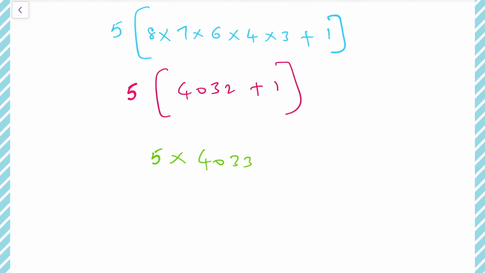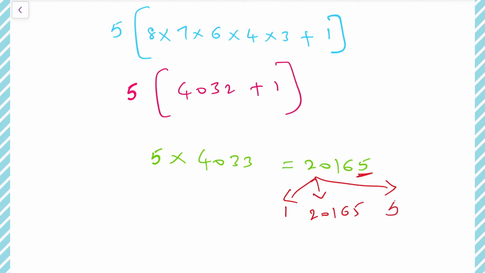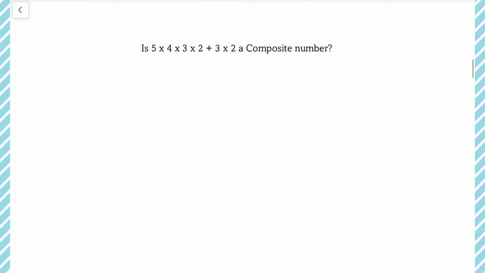If we do multiplication, we will get the answer as 20,165. Then how will we say that this is a composite number? This number will come in the table of 1, so 1 will be a factor, and this number itself will come in the same table, that is 20,165. And the last digit is 5, so definitely this will come in the table of 5. So minimum 3 factors are there, then definitely this is a composite number.